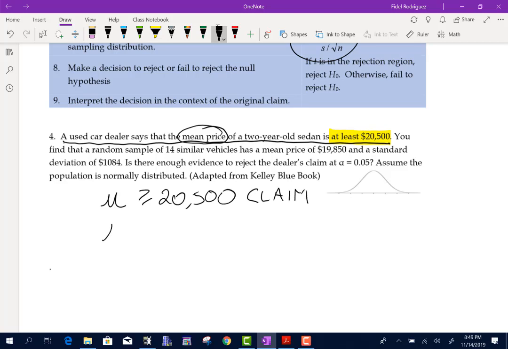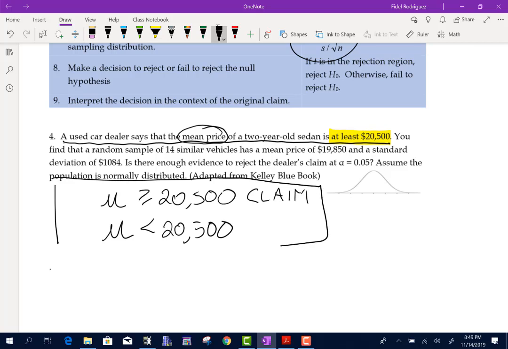Okay, so guys, what would the complement of saying something is greater than or equal to 20,500 be? Something is less than 20,500. Okay. So now I got this part right here. Guys, which one of those is my H0 and which one of those is my HA? The claim is the H0, and this is our HA.